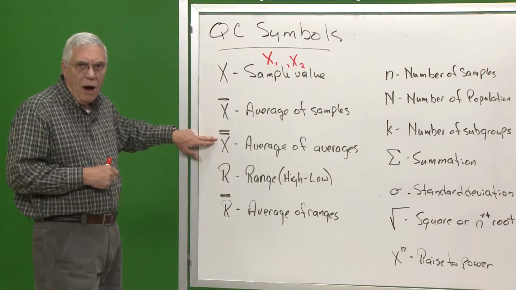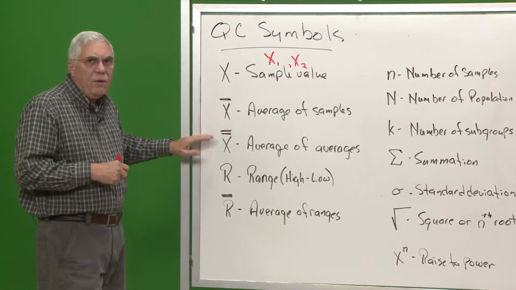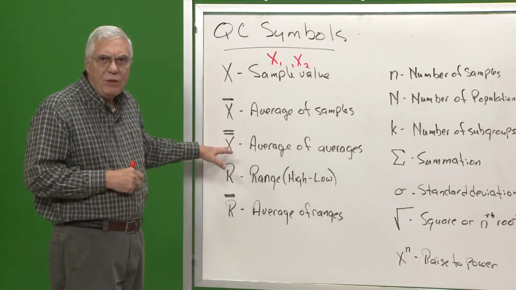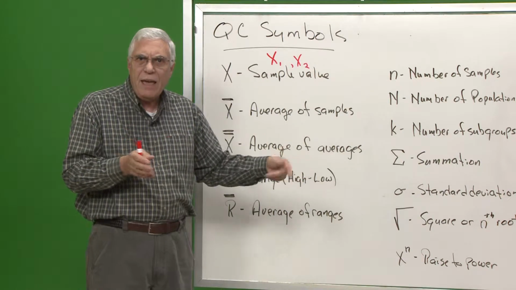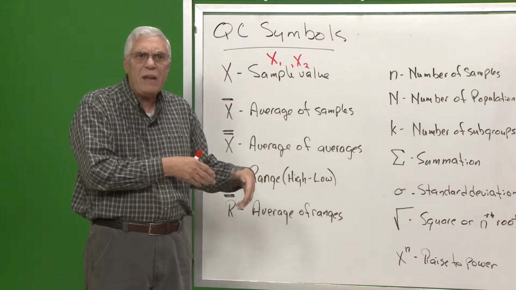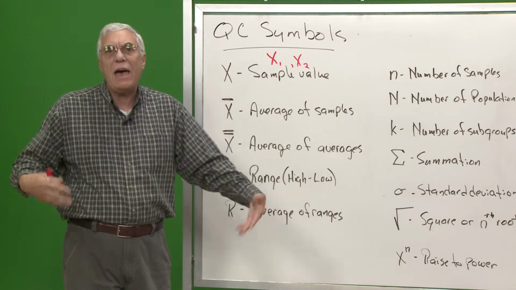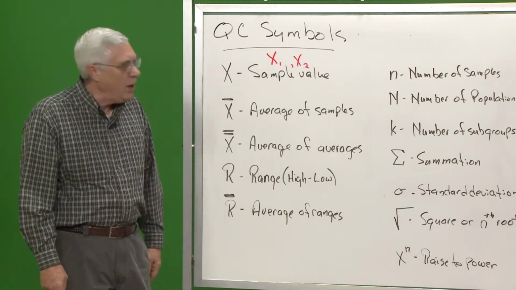The double bar, X with 2 bars over it. Fundamentally, this is simply an average of averages. So if I were to collect 5 samples each hour over an 8-hour day and average those, then if at the end of the day I were to average those 8 averages, that would be my double bar, an average of the averages.